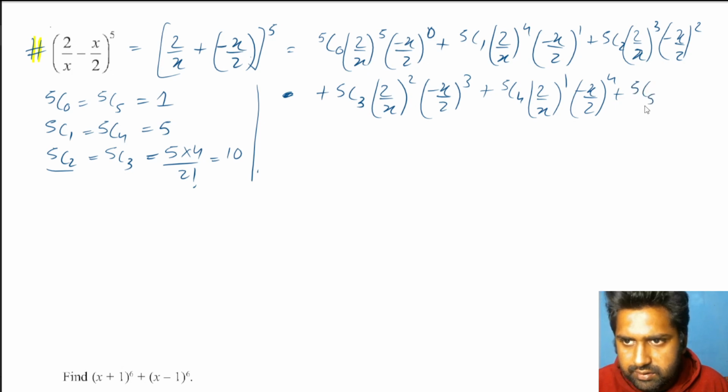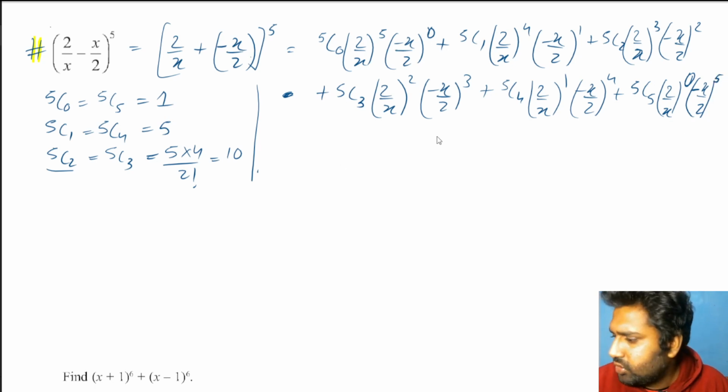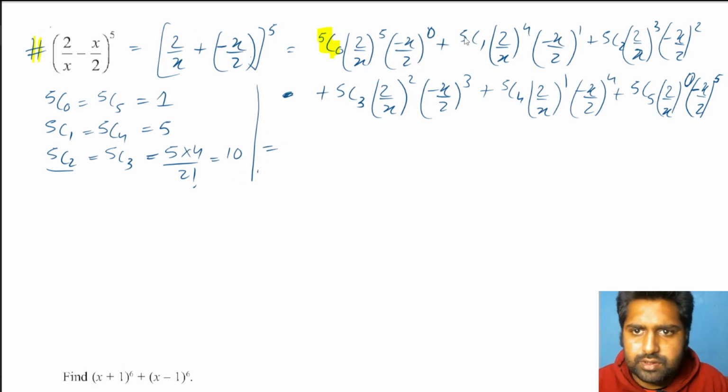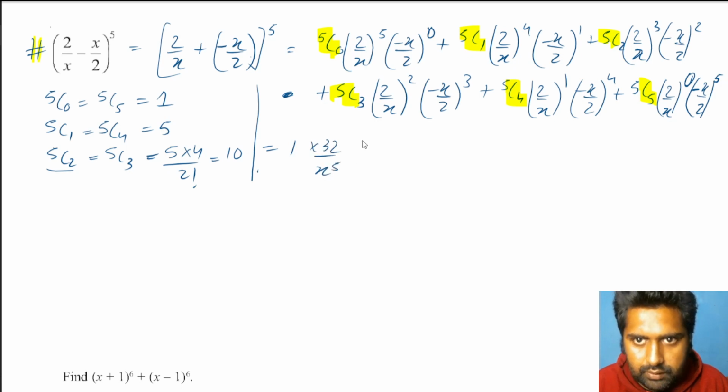Lastly 5c5, power 2 by x power 0, minus x by 2 power 5. It's very much complicated at the last. Okay, let's start from here. Let's put down the values. 5c0, 1, 2, 3, 4, 5. 5c0 was 1. Let's solve simultaneously. This is 2 raised to power 5, so 32 upon x raised to power 5. Anything raised to power 0 is also 1, so that's your first term.